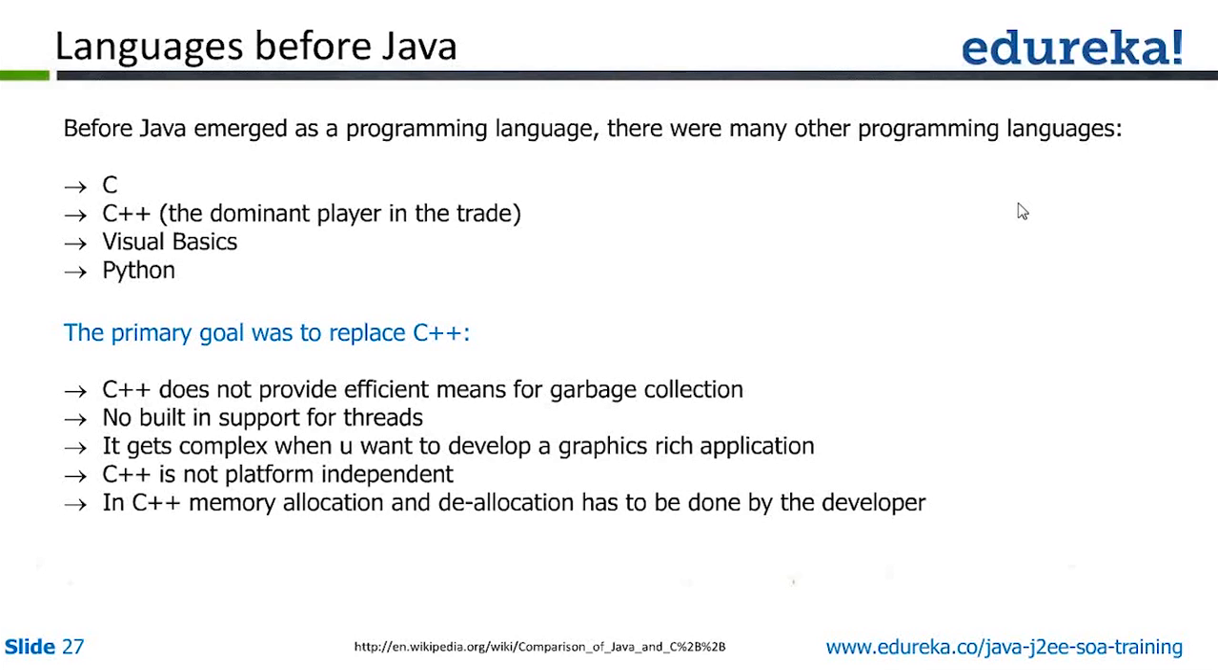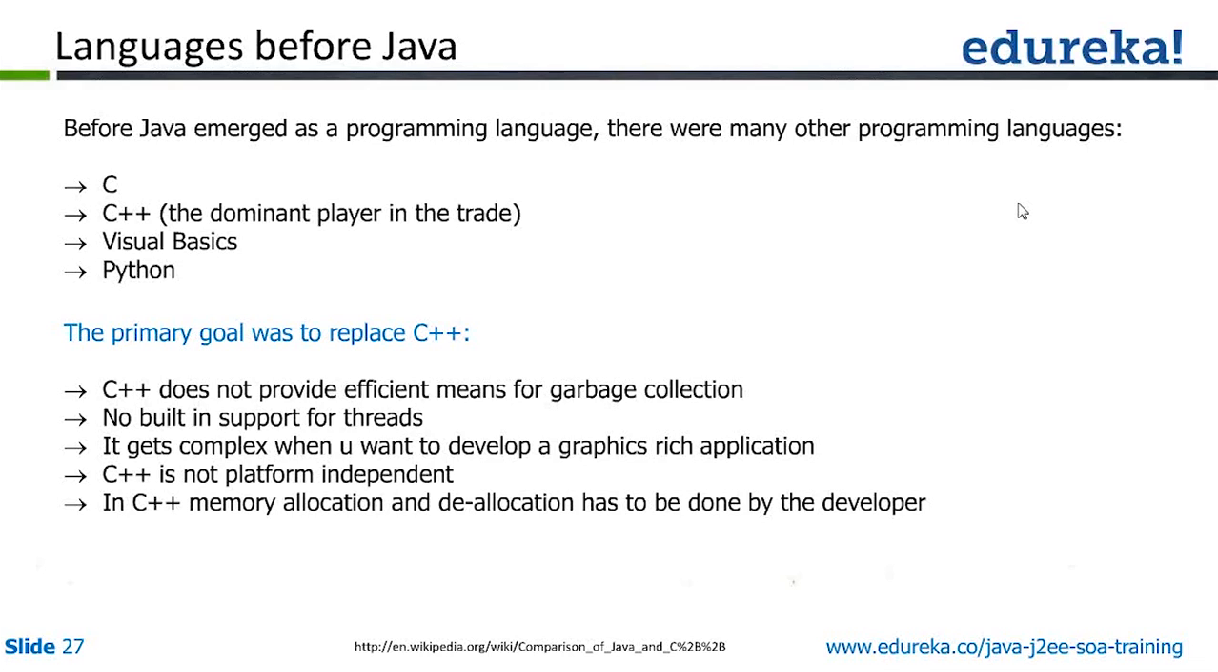Visual Basic has now become part of the .NET framework, but that was more of an event-driven programming in which it was very easy to code. Python has remained more for academic use, and it hasn't really caught on in a big way in industry, but it's been more popular in academic circles.